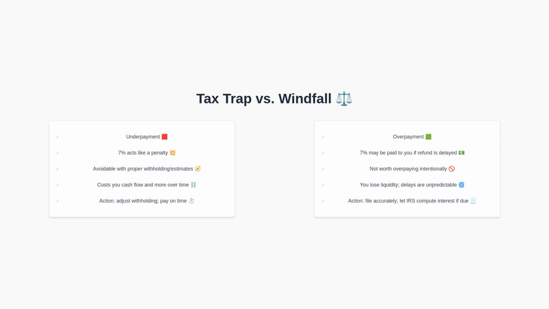The right actions are to pay accurately and on time, and if the IRS owes you interest due to delays, they generally add it automatically. With that comparison in mind, let's see a quick sequence of how money flows in each scenario.